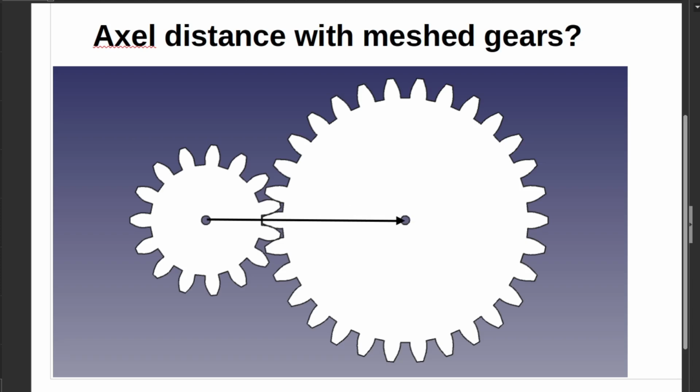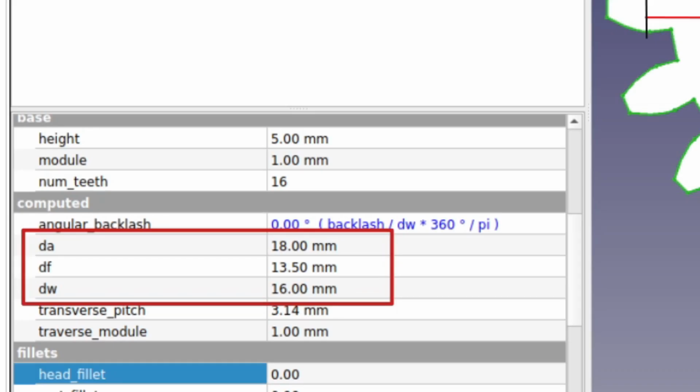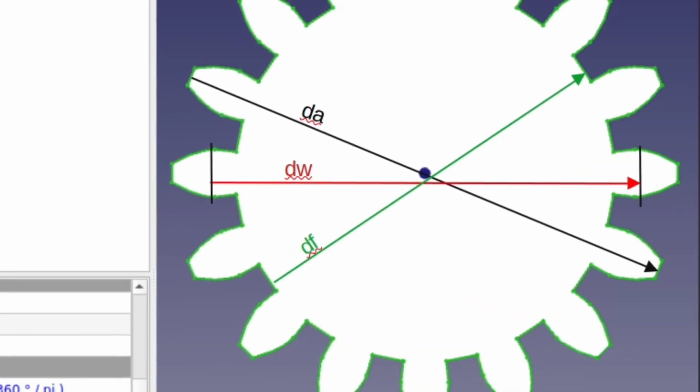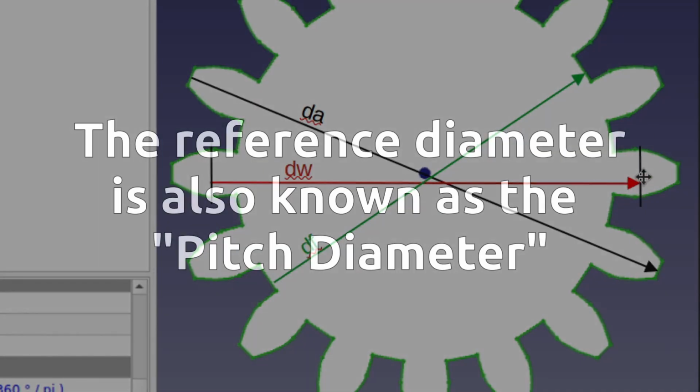that we need. In FreeCAD, when you create a gear, it gives you three diameters in this computed section below angular backlash. We see a large value, DA, a small value, DF, and a medium value, DW. DA is the diameter from the tip of a gear tooth across to the tip of the gear tooth. DF is the diameter from the root of the gear tooth across to the root of the gear tooth. And DW is the reference diameter from the point where the gear teeth interact across.